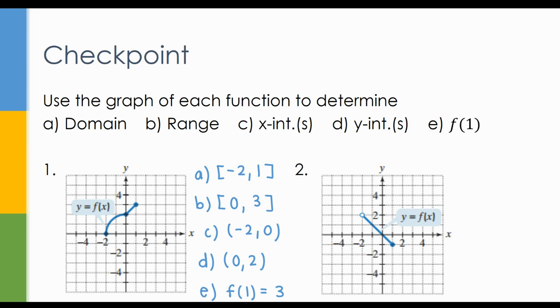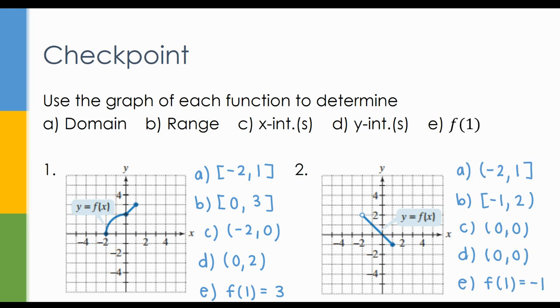So with number 1, we should have gotten our domain to be negative 2, 1, and it's both in brackets. My range goes from 0 to 3, both in brackets. My x-intercept, there's only one of them. It's at the ordered pair negative 2, 0. We have one y-intercept. That's at the ordered pair 0, 2. And when I'm looking at f of 1, it looks like when I have 1 for x, I have 3 for y, so 3. For number 2, for part A, my domain goes from negative 2 to 1.